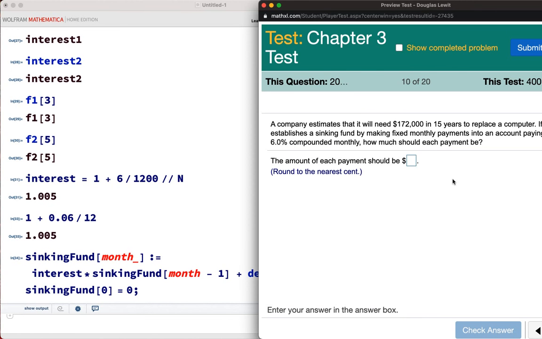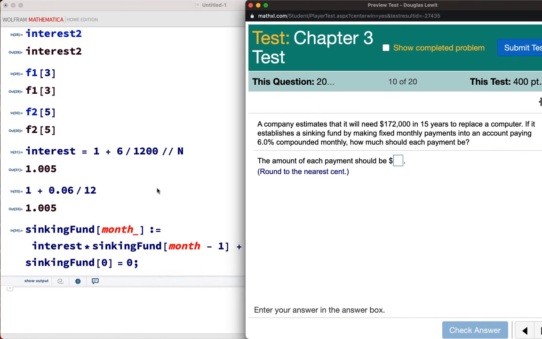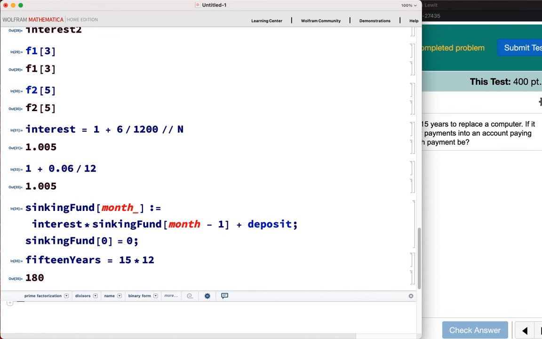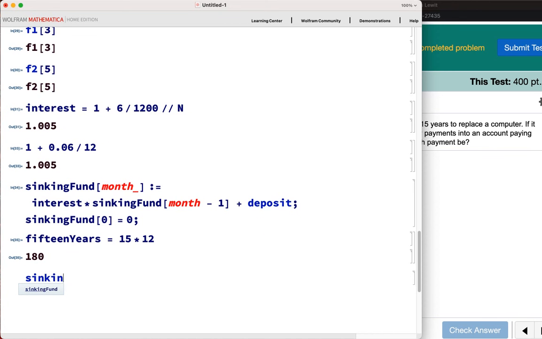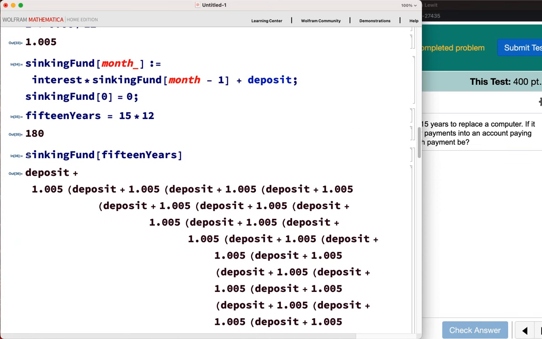Okay, so then let me see. How many months are in 15 years? Okay, so 15 years is the same as 15 times 12, 180 months. So then sinking fund 15 years. Okay, so this is like a really big equation.